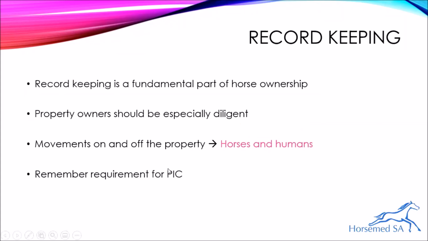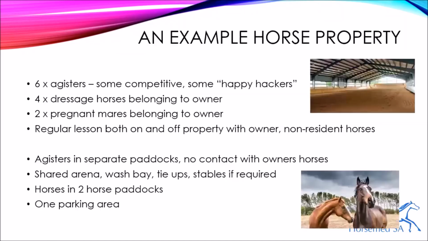Remember the requirement for that PIC number, the property identification code. That's very important. We must always have that. I think people with cows and sheep and things are much better than that than horse owners. But if we do get an outbreak of a disease, we're going to need that information for sure. Now, an example horse property.